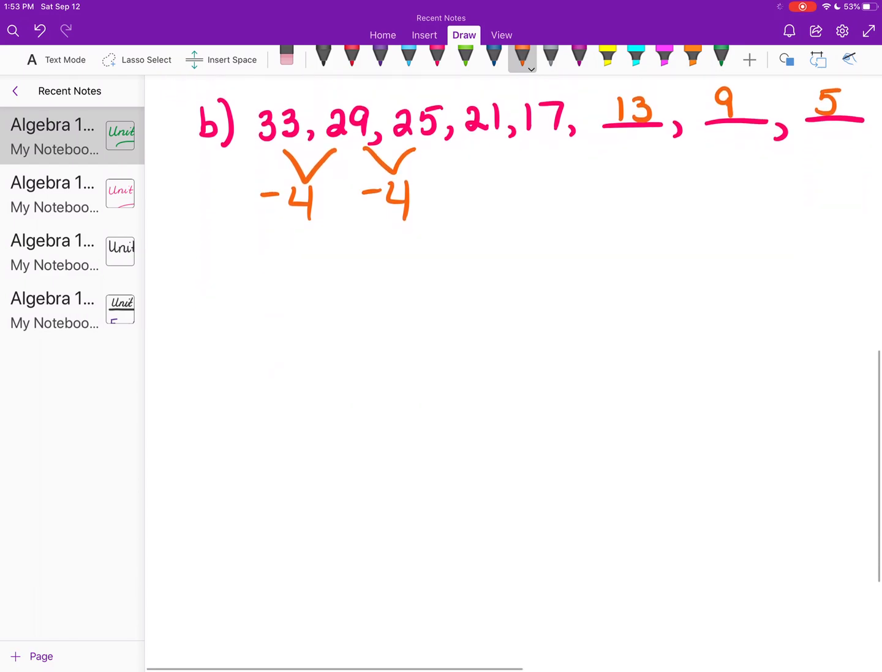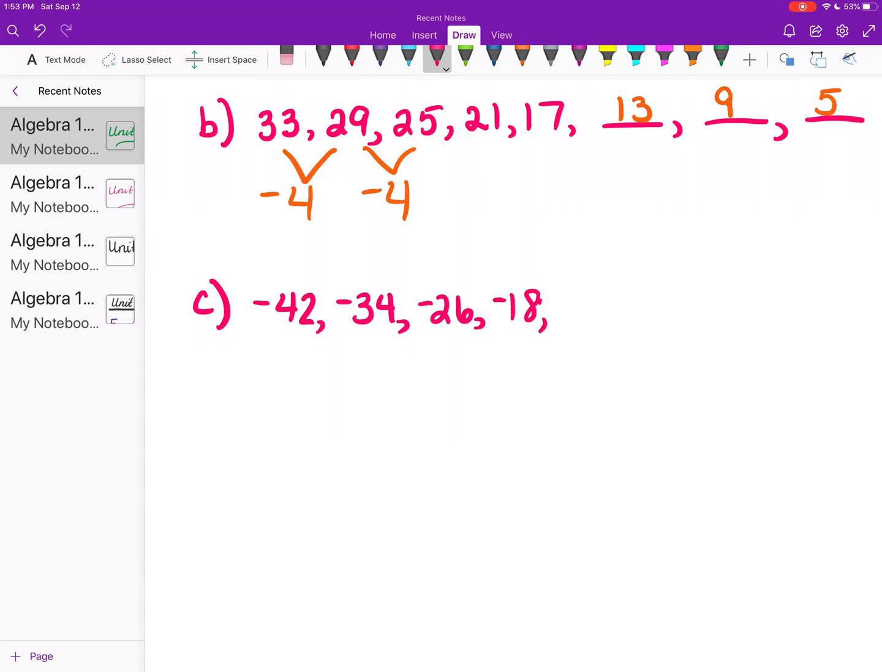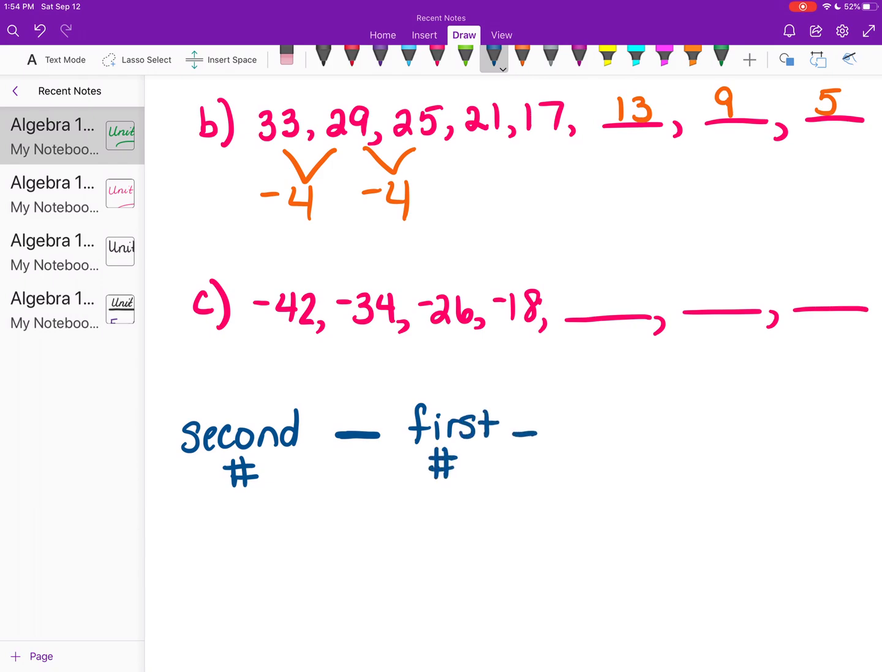Now let's do one that's not as easy to figure out, and I can give you a little hint or a little formula. Let's say I have negative 42, negative 34 is the next one, negative 26. Some of you might be able to quickly figure this out, and some of us are like, I don't know what's going on there. There's a lot of negatives. So let's say you get a little stumped. You can take the second number in the sequence and subtract the first number. That's going to equal your common difference if it's an arithmetic sequence.